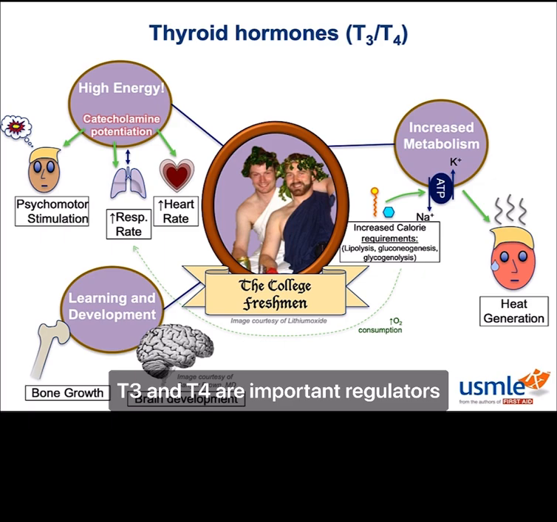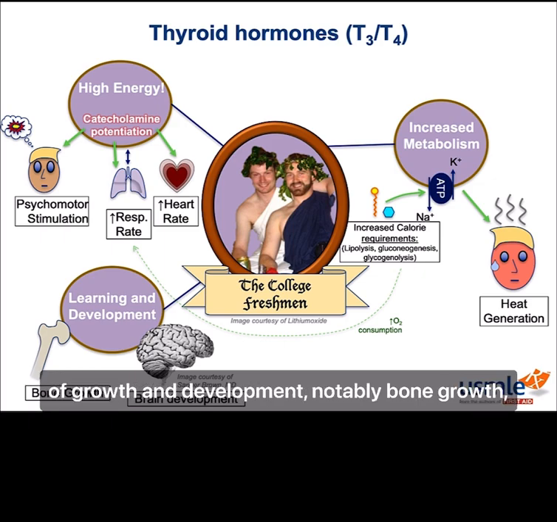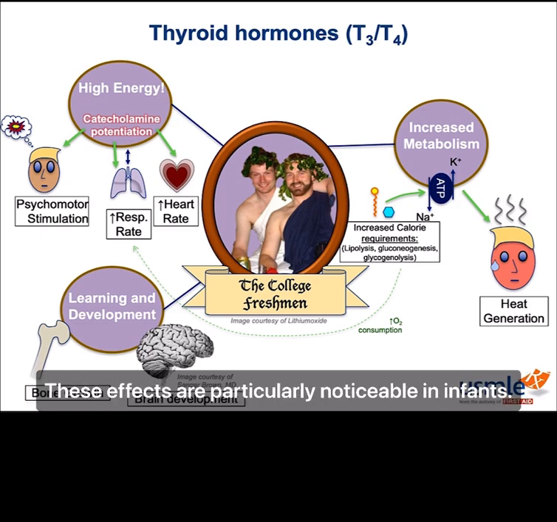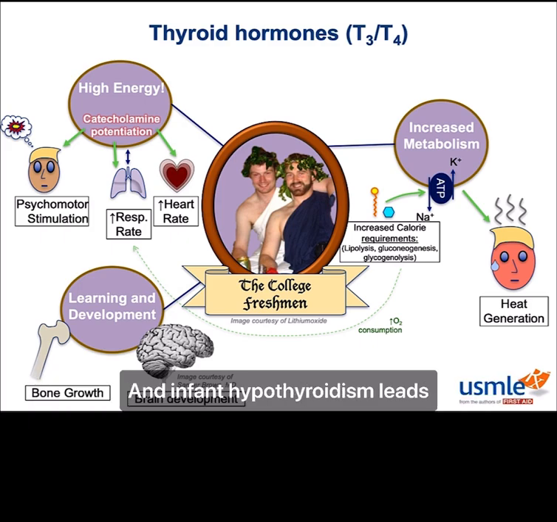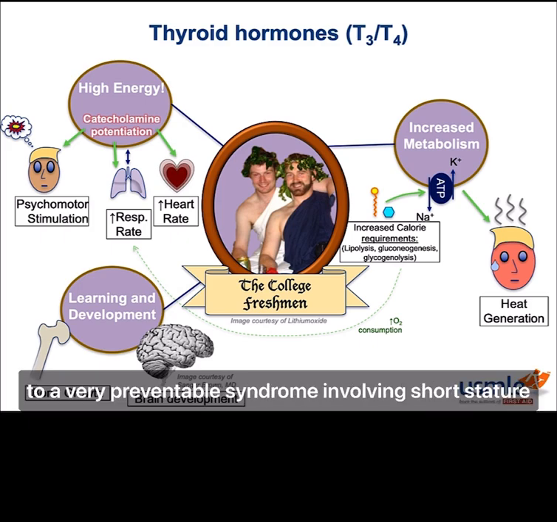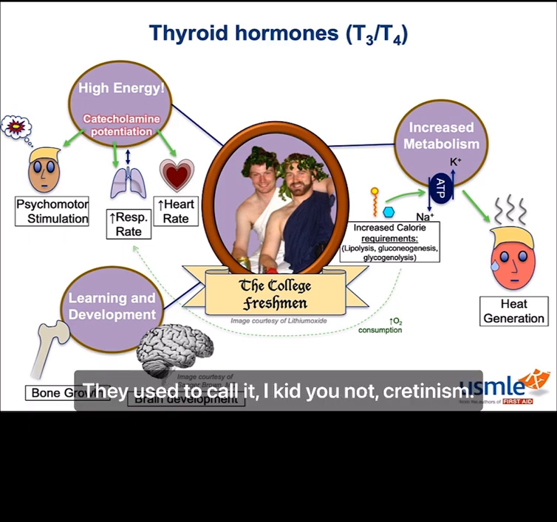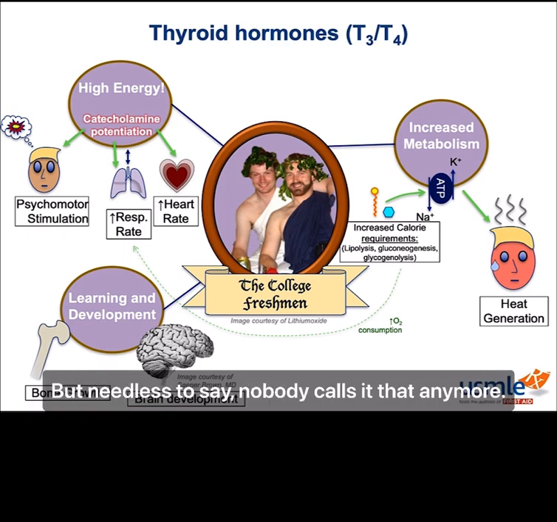T3 and T4 are important regulators of growth and development, notably bone growth, where it works synergistically with growth hormone, and of the central nervous system. These effects are particularly noticeable in infants, and infant hypothyroidism leads to a very preventable syndrome involving short stature and mental retardation. They used to call it, I kid you not, cretinism, but needless to say, nobody calls it that anymore.